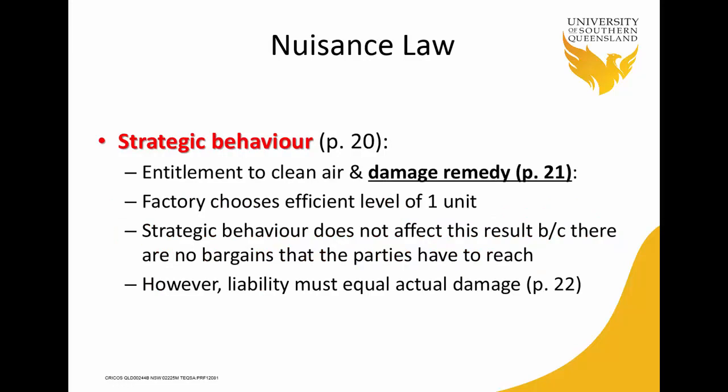What about dropping down, still on the first row, but moving to the second right-hand cell? So now we're still with the victim. The entitlement is still to clean air, but let's look at the damages remedy. Now it's a damages remedy, so they're not going to bargain. So the factory thinks about it and says, okay, I would rather be producing at 1 unit rather than 0 and pay the damages. So here the strategic behavior will not affect the result because there is no bargain. Under the damages remedy, it's ex post. So the factory says, I don't care, I'm going to go ahead and breach the law. I'm going to break the law basically and produce at 1 unit.